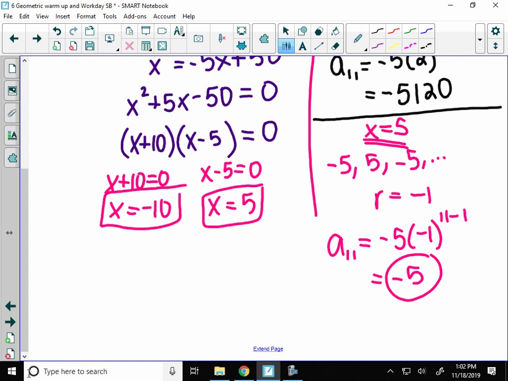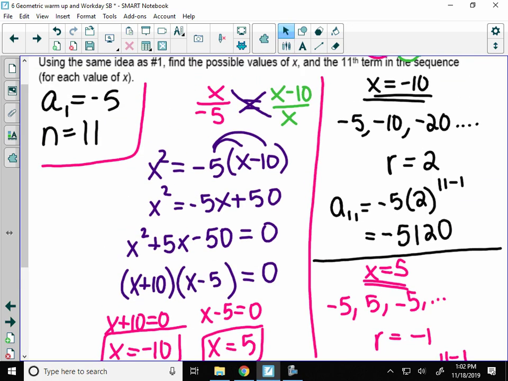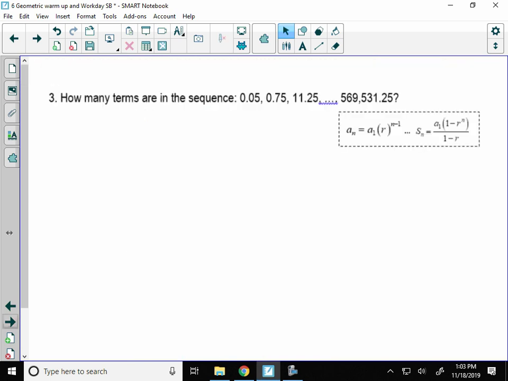Good. Makes sense? Could you have gotten there on your own, maybe? Maybe. I think the hard part of this problem is what we did up here with writing the x over negative 5 equals x minus 10 over x. That's the hard part. Once you see it, you're like, oh, that makes sense. But coming up with it on our own is kind of challenging.